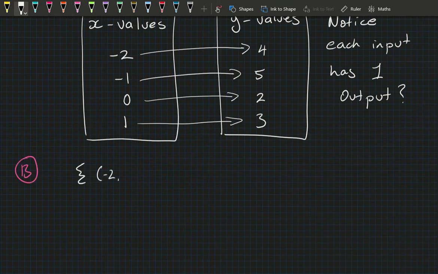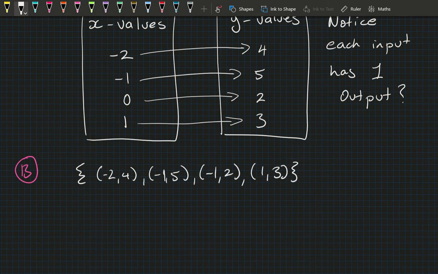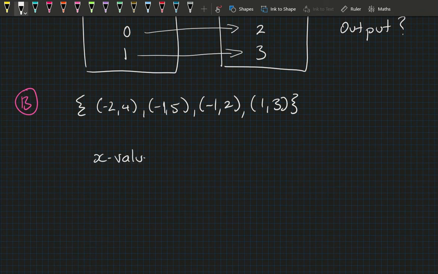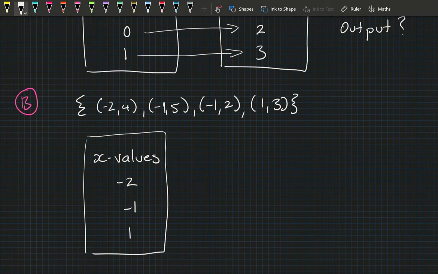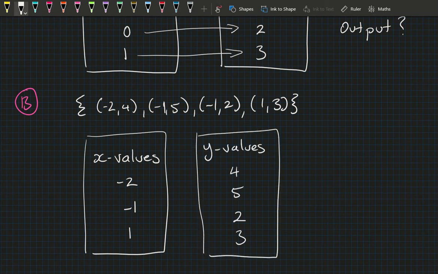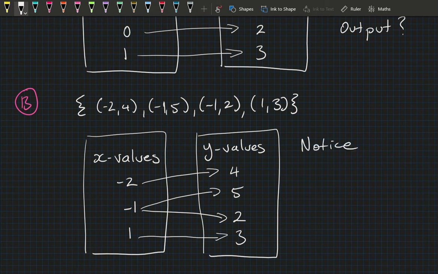Alright, so let's have a look at the other set B. So it's got the x values of -2, -1, that's also a -1, so it's still just -1 and 1. And it's got the y values of 4, 5, 2 and 3. And our first ordered pair has -2 going to 4, and then the next one has -1 going to 5, and then we've got -1 also going to 2, and 1 to 3. Do you notice here that -1 has two possible outputs?